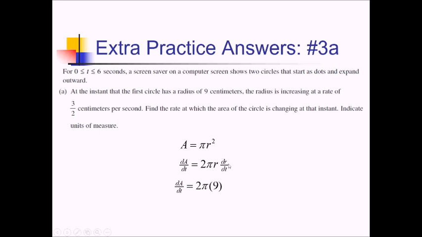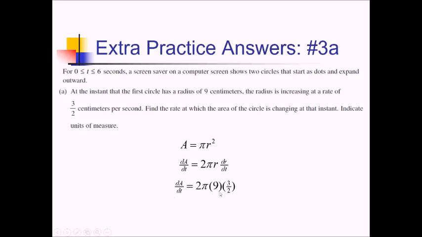And dr over dt, that's the rate at which the radius was changing. Since the radius is increasing at a rate of 3/2, this is going to be positive 3/2 over here. And now we just need to multiply this out. We can leave it in terms of pi. We just need to make sure that we put units on it.